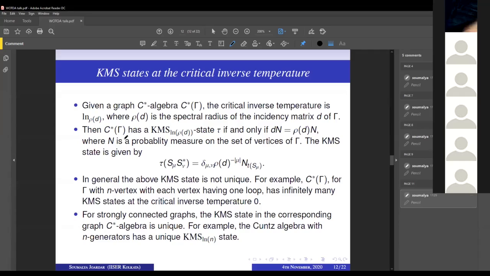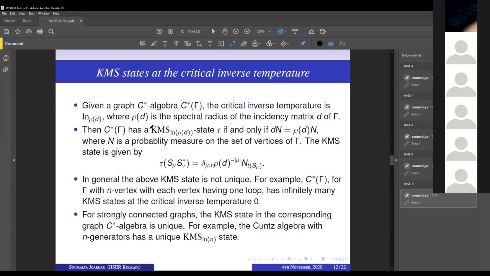Why it is called the critical inverse temperature is not really the issue of this talk. Beyond that temperature something happens, and below that temperature something else happens. So this is the critical temperature, sort of.